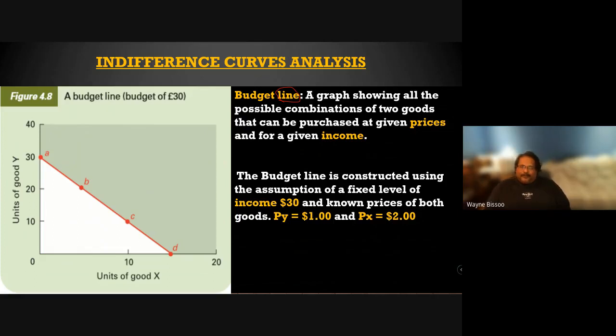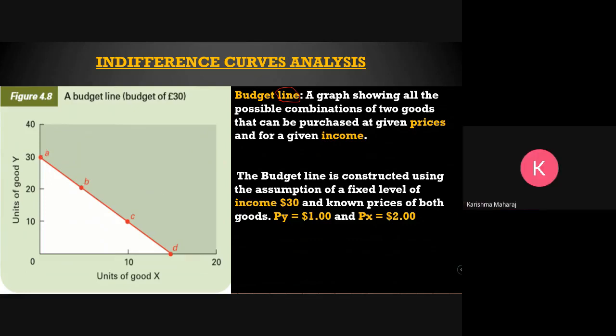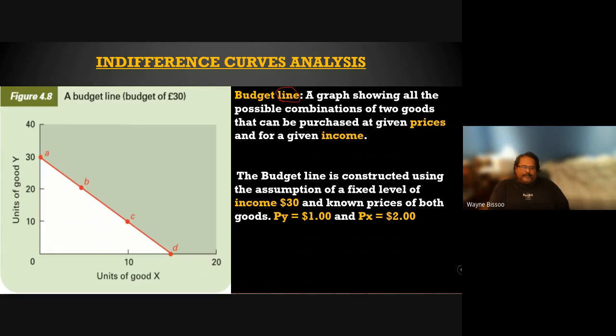So think about this. If you know what your income level is and you know the prices of each good, then we could construct this line by making one value equal to 0 and solving for the other. So the best way to do this is this. If I spend all my money income on good Y, how much Y can I buy? If I spend all my money on good Y and none on good X, at a dollar for one, I can buy 30 units of good Y. That gives me 1 point.